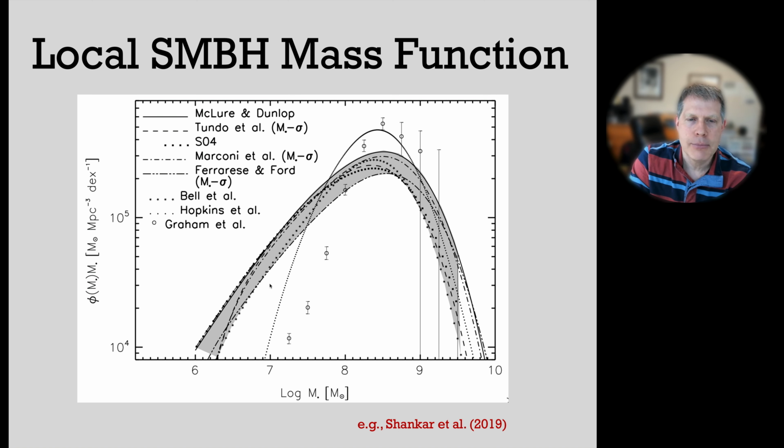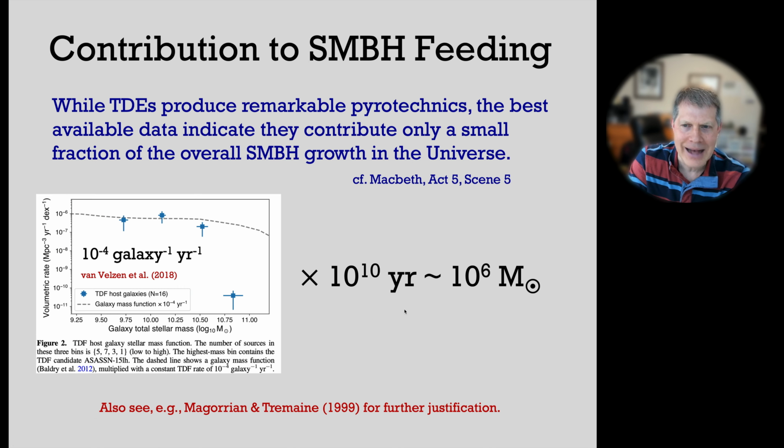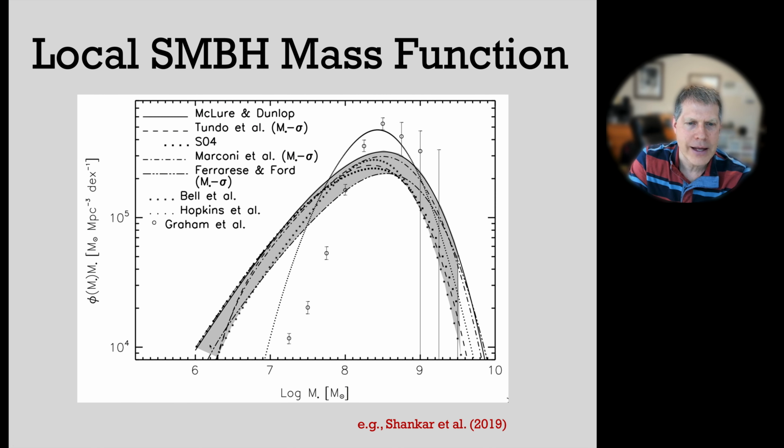And that can be appreciated by looking at this plot, which shows the mass-weighted black hole mass distribution. Most of the supermassive black hole mass is up around 10 to the 8, several 10 to the 8, up to 10 to the 9 or so solar masses. That's where all the black hole mass is, okay? And we're talking about adding 10 to the 6 solar masses worth of mass from these tidal disruption events to that. That's a small perturbation upon the typical black holes where most of the black hole mass is. And this is indicating that tidal disruption events are really unlikely to be very important for black hole feeding overall.